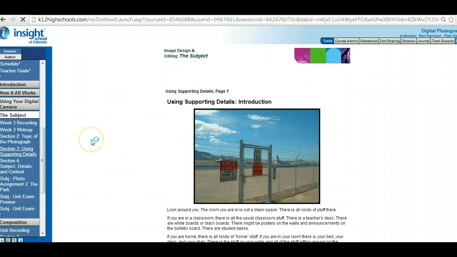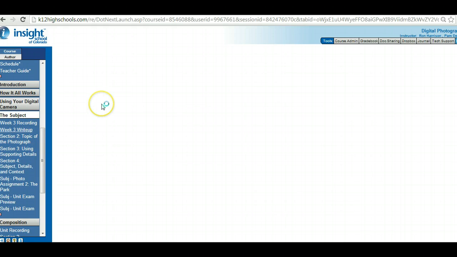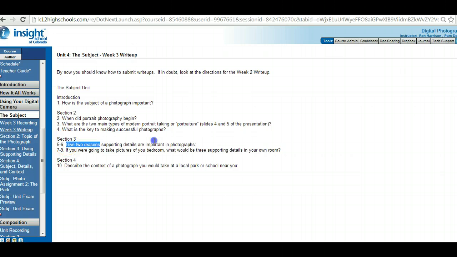Okay, supporting details. So let's go back to the write-up because we're in section 3 here. Give 2 reasons supporting details are important to photographs. If you're going to take pictures of your bedroom, what would be 3 supporting details in your bedroom?